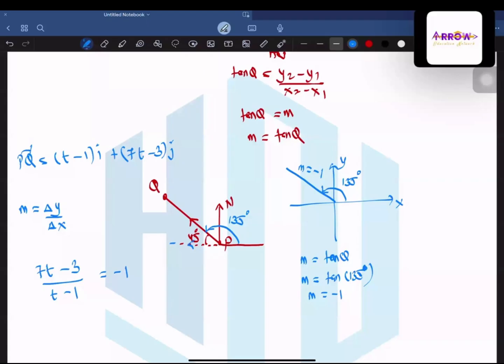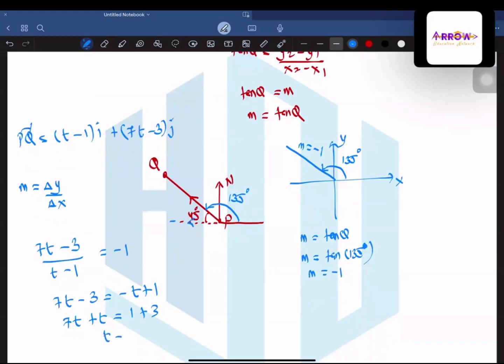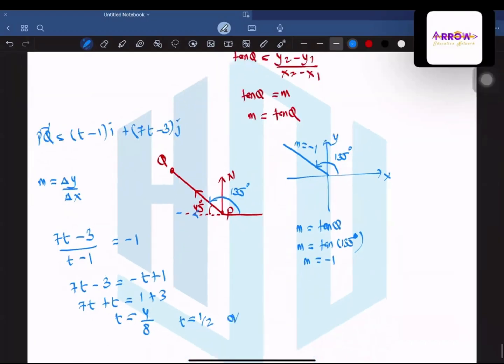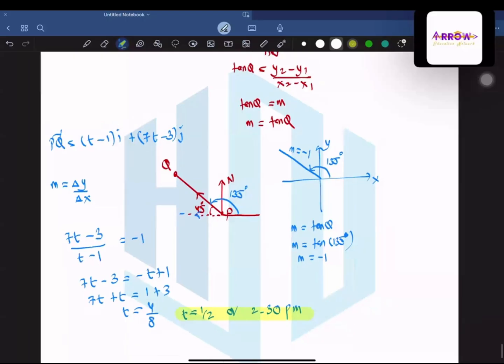Okay, 7t minus 3 divided by t minus 1 is equal to -1. So 7t minus 3 is equal to minus t plus 1, and then 7t plus t is equal to 1 plus 3, meaning t is equal to 4 divided by 8, t is equal to half. Or you can simply say 2:30 p.m., because when t was equal to 0, time was 2 p.m. So t is equal to half, or 2:30 p.m., is your answer.